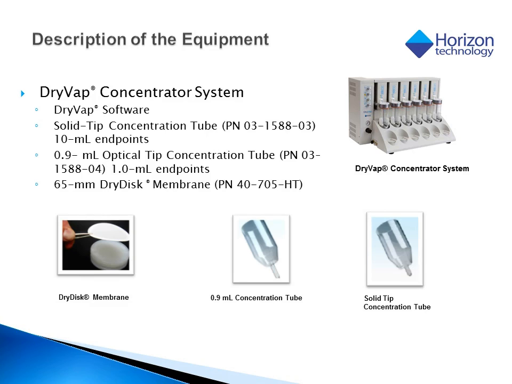For drying and concentration of samples, we use the Dry Vap concentrator system that is equipped with dry disc technology. For 1 mil endpoints, we use the 0.9 mil evaporation tubes, and for the 10 mil endpoints, we use the solid tip evaporation tubes.